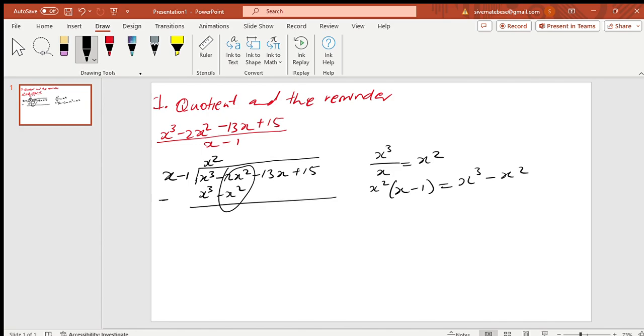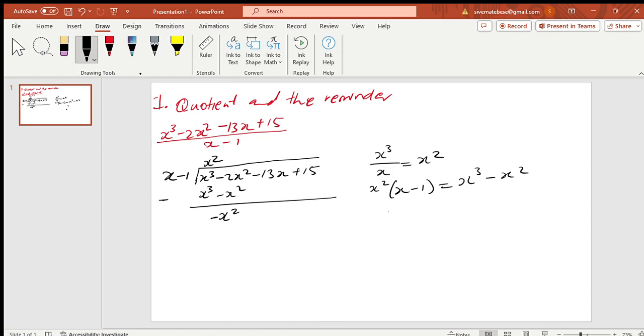Then we subtract the next terms. Remember we have negative 2x squared minus negative x squared, which is negative 2x squared plus x squared. So this ends up being negative x squared. So I believe everything is clear.